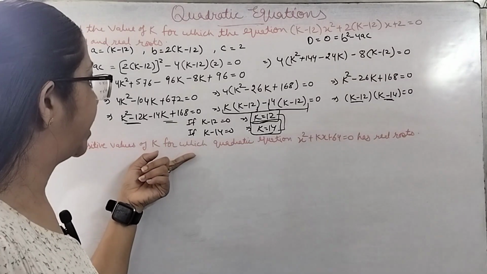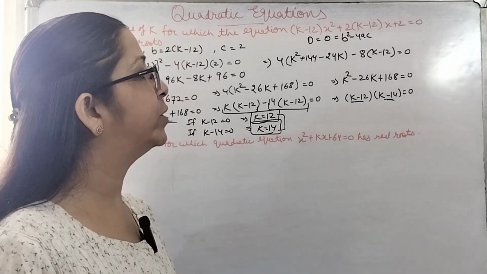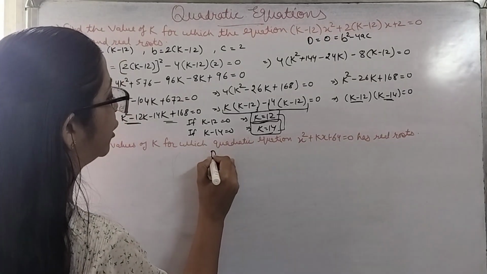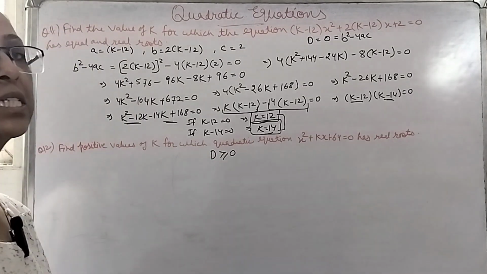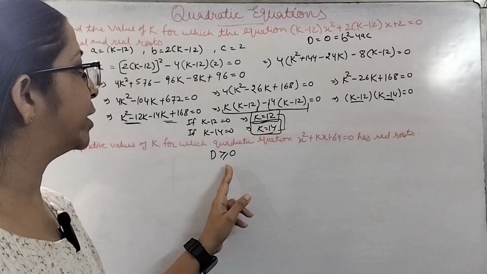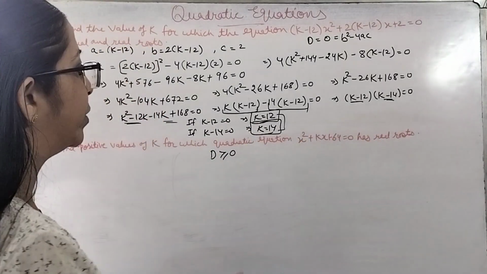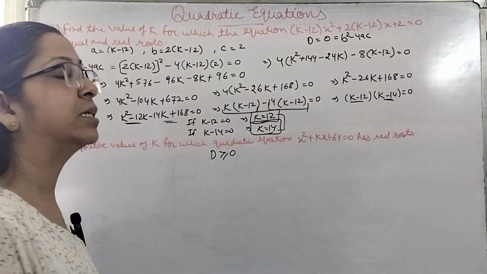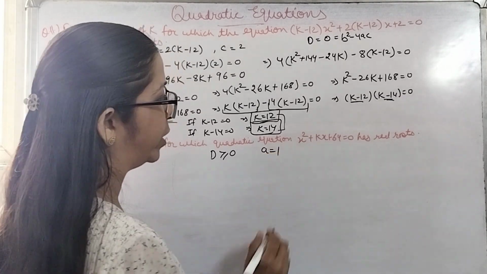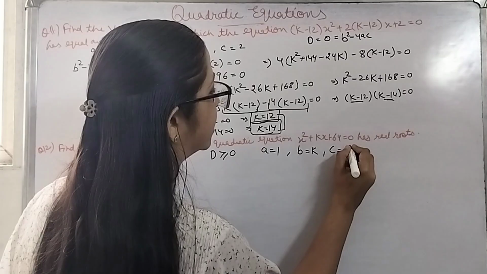Find positive values of k for which quadratic equation x square plus kx plus 64 equivalent to 0 has real roots. Now again the condition for real roots is the value of d should be greater than or equivalent to 0. The value of d, that is b square minus 4ac, should be greater than or equivalent to 0. In that condition your quadratic equation will have real roots. Now if we compare this equation with the standard form of the quadratic equation, we can see the value of a, the coefficient of x square, is 1, value of b, the coefficient of x, is k, and value of c is 64.